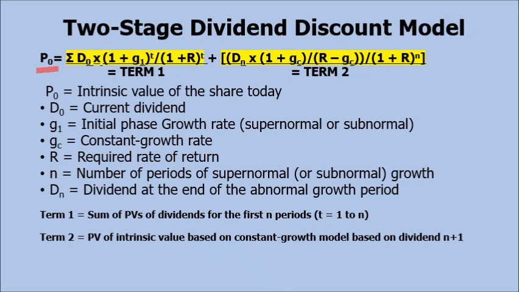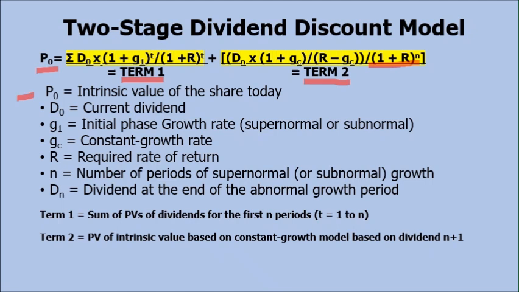P0, which is the intrinsic value of the share today, is the summation of D0 into (1 plus G1) raised to the power T divided by (1 plus R) raised to the power T. This is term 1. Plus Dn into (1 plus GC) raised to the power 1 divided by (R minus GC), and this whole thing is discounted by (1 plus R) raised to the power n, and this is term 2. So summation of term 1 and term 2 will give you the intrinsic value of the share today. It looks complicated, but we'll discuss it to make it a little simple.